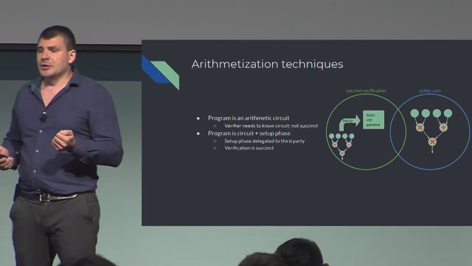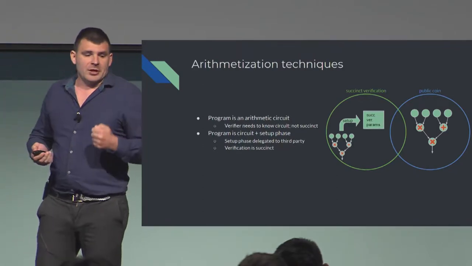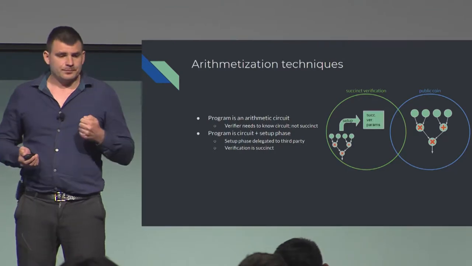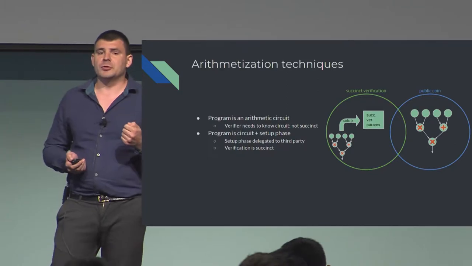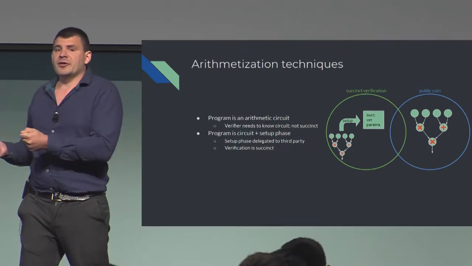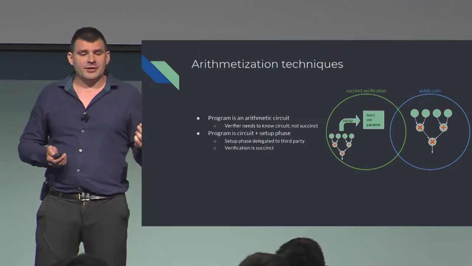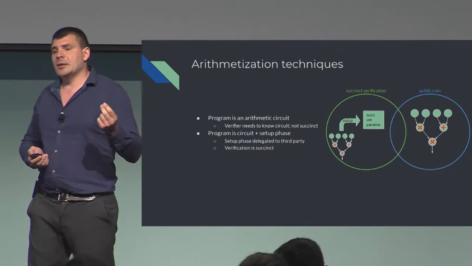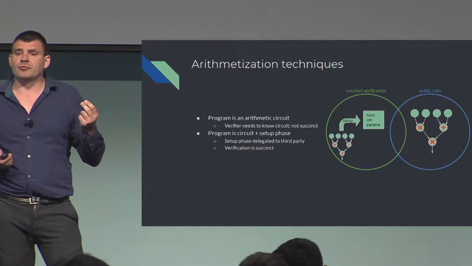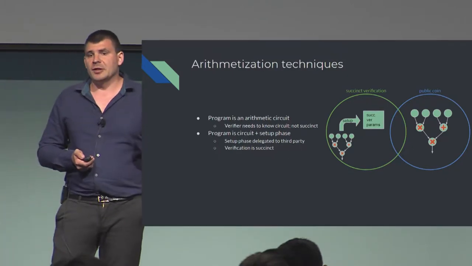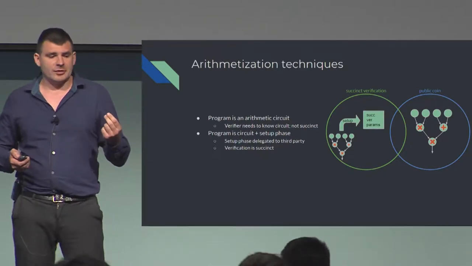Another technique is very similar, but it takes the circuit describing the program and pre-processes it using some setup phase. This setup phase outputs a succinct verification parameter that can be used by the verifier to verify a proof succinctly. Unfortunately, one of the drawbacks of this technique is that if information leaks from the setup phase, it can be used to forge proofs in many of the setups. It is suggested to use MPCs to do the setup to reduce this trust assumption.